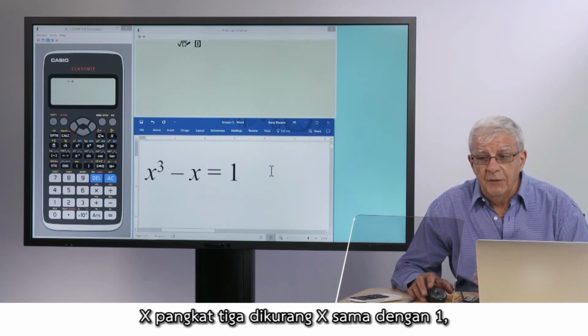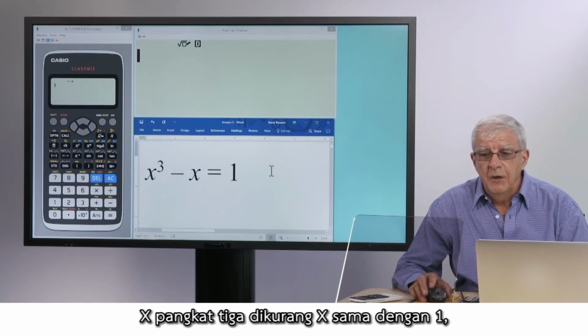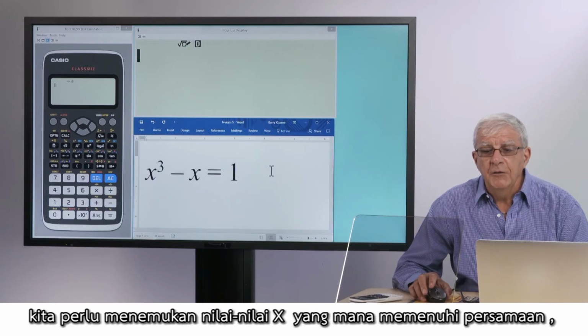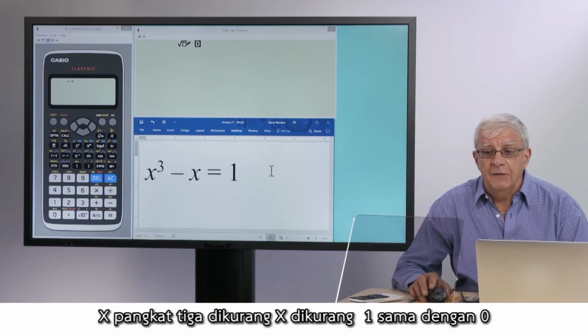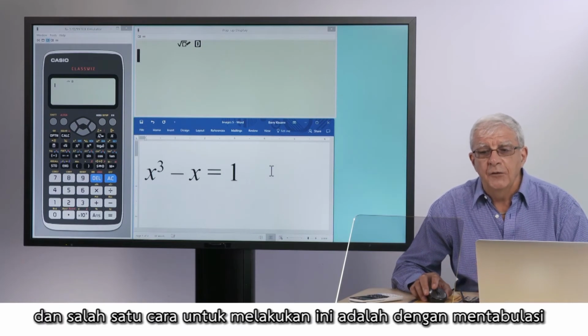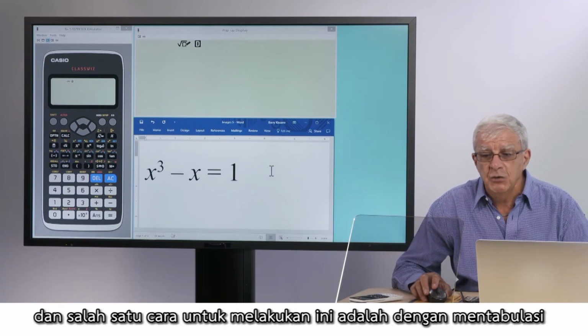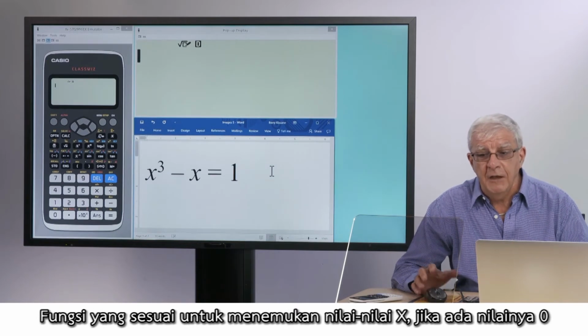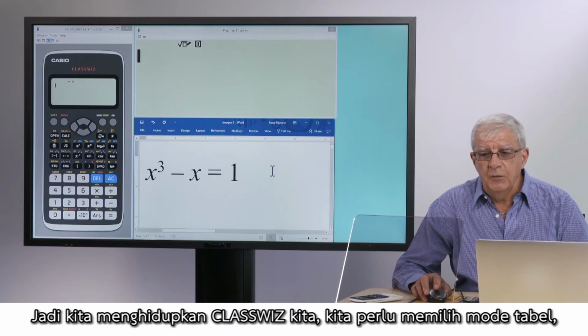x cubed subtract x is equal to 1. To solve this equation, we need to find the values of x for which x cubed subtract x subtract 1 is equal to 0. And one way to do this is to tabulate a suitable function and find the values of x, if any, for which the value is 0. So we've turned our ClassWiz on.